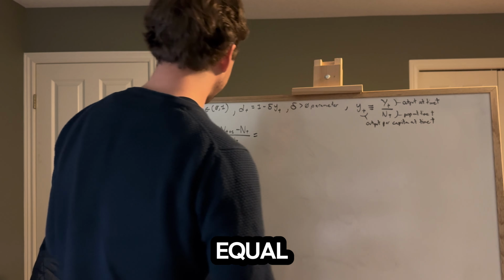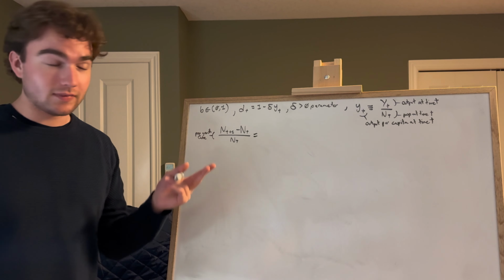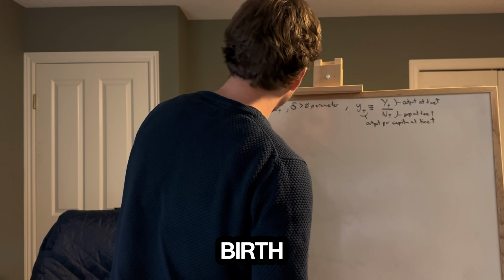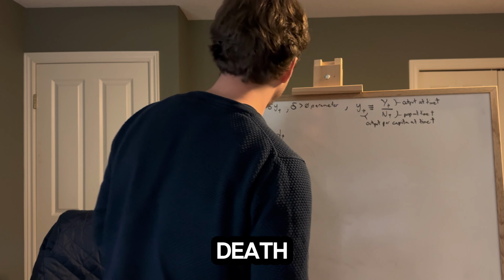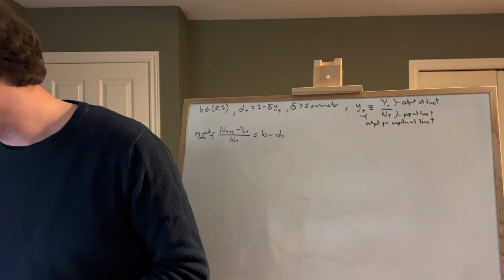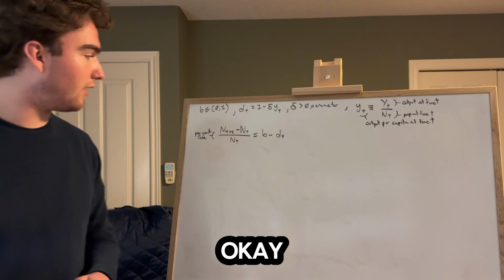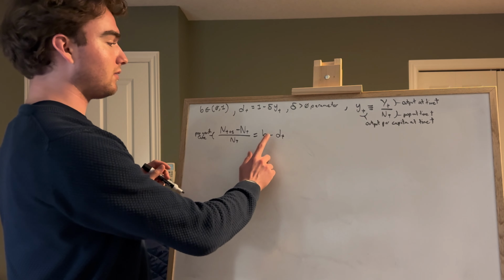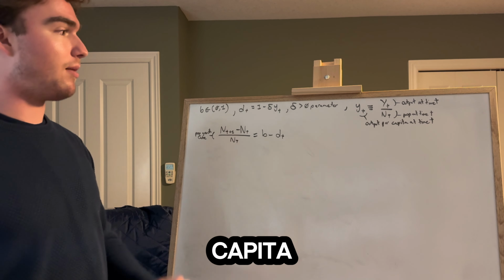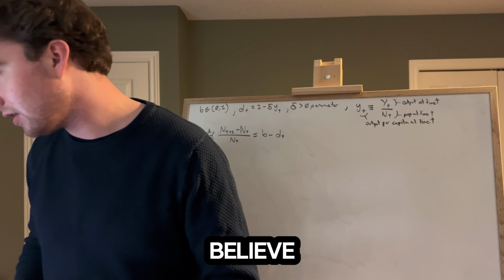It's going to be equal to birth less death. That is your population growth rate. Am I correct? Okay. And we need to write it as a function of output per capita at time t, I believe.